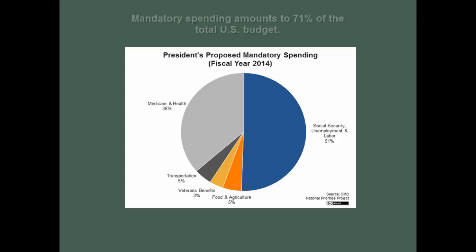Added together, mandatory spending amounts to 71% of the entire federal budget. In other words, 7 of every $10 spent by the U.S. government is required by law.